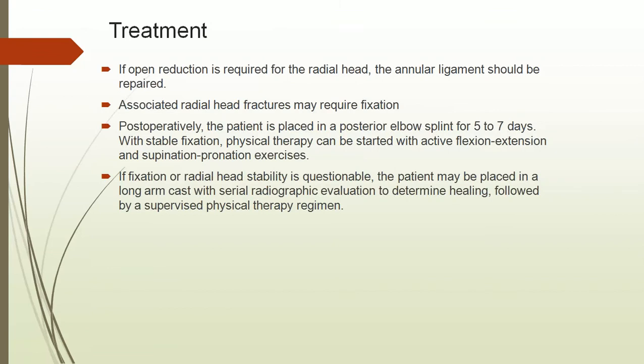Postoperatively, the patient is to be placed in posterior elbow splint, and with a stable fixation, physical therapy can be started with active flexion extension and supination pronation exercises. Yes, after some time, if you are confident enough that you have fixed very rigidly with the plate, then you can slowly advise the patient to do flexion and extension exercises as well as pronation supination. If the radial head is sometimes comminuted, radial head is also fractured like in type 4, in those cases, patient may be placed in a long arm cast along with the plate.